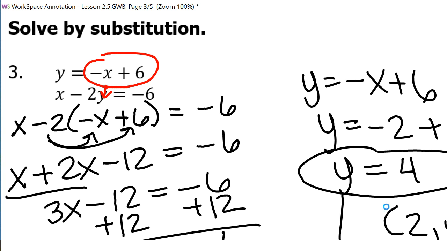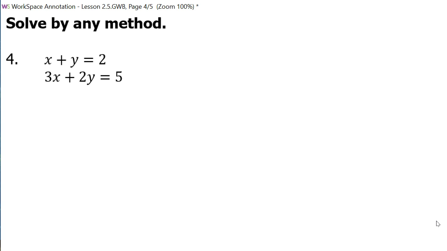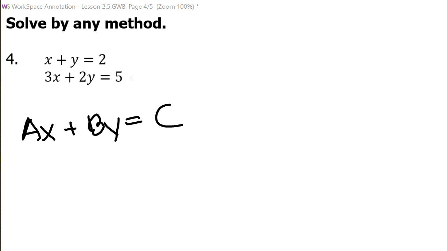Okay, next one. So those were the 3 methods: graphing, elimination, and substitution. Now it says we can solve by any method. So looking at number 4, what method is this set up for? Elimination. Remember, for elimination, they have to be in standard form. Ax plus by equals c. Are both of those in standard form? X and y on the left, constants on the right? Yes. Now, if it were substitution, there would be a variable by itself. And do we have a variable by itself? No. So this one is set up already for elimination.